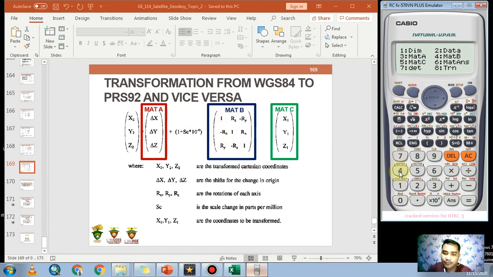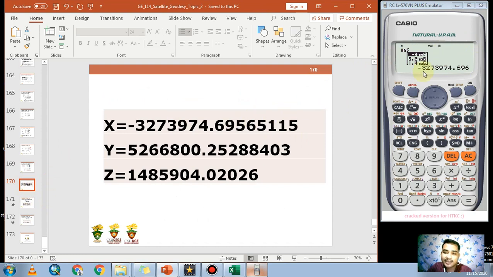Butang si matrix B. Shift 4 matrix B. Si 4 po ang ibutang. Then times matrix C. So shift matrix 5. 5 na dayon. That's it. Then equals. Muna na yung answer. So tanaw na to kung check ang atong answer. Alright, negative 327397.696. Daghan naman ni siya og decimal points. So ang kaya ra niya ma-display sa calculator class is 3 decimal places. So therefore, sakto atong answer sa x coordinate, which is this mo na ni ang coordinates nga transform from WGS84 into PRS92.